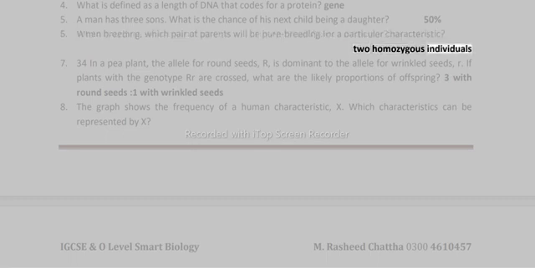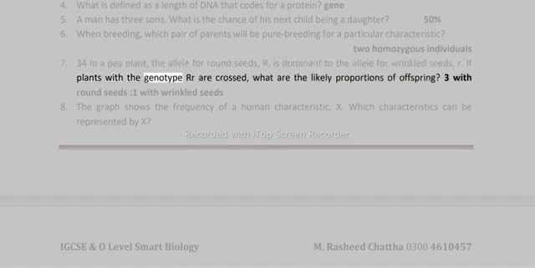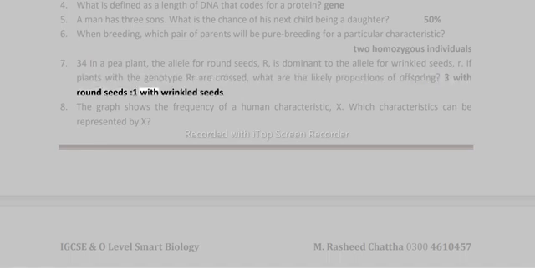2 homozygous individuals. 7. In a pea plant, the allele for round seeds, R, is dominant to the allele for wrinkled seeds, r. If plants with the genotype Rr are crossed, what are the likely proportions of offspring? 3 with round seeds, 1 with wrinkled seeds.